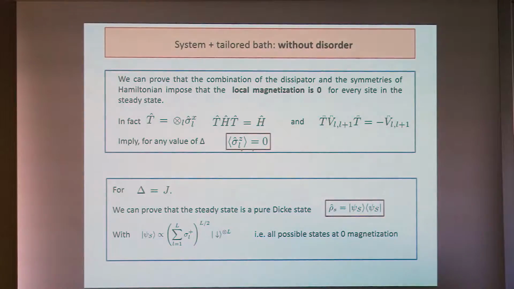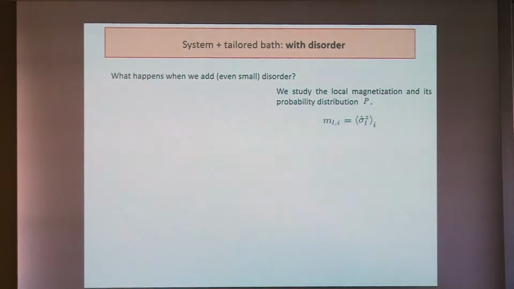Okay. So what does the dissipation do to the system without disorder? Suppose there is no disorder, what does dissipation do? It's easy to show that it would try to generate a system in which the magnetization is zero everywhere. And also, it's interesting to show that for the interaction equal to J, you generate a dark state, which is a pure state.